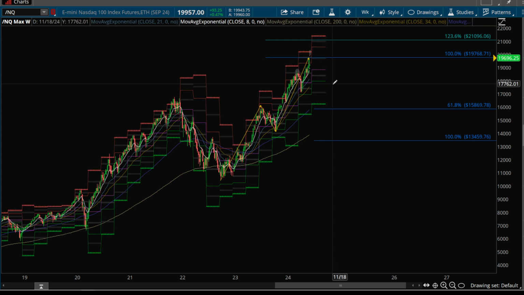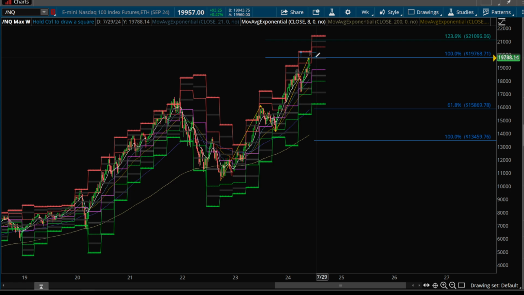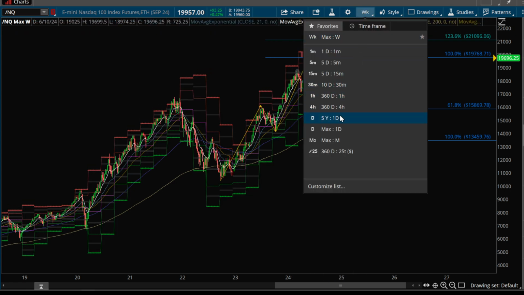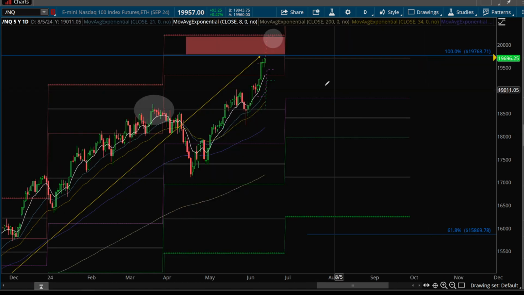So set an alert, and that's pretty simple. Time to start looking for sell-offs in Nasdaq. I don't think you're getting past this level. So you're looking for sell-offs this week. Drop back down to the daily chart. Sell-offs all the way.